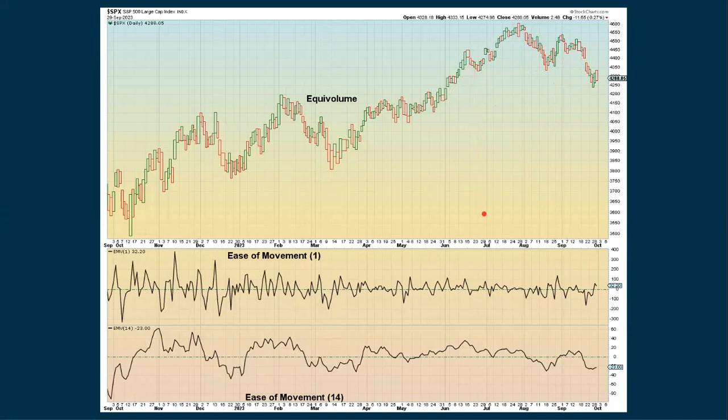Down below, we have ease of movement, and this tries to measure the path of least resistance. I don't pay attention to the 1 period all that much unless we get a real extreme reading. I follow the 14 period, and we're below zero, and we're starting to flatten out here. So it's showing some improvement, but it hasn't gone back positive, at least yet.